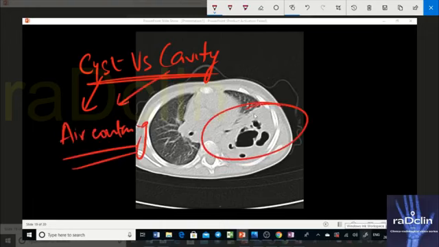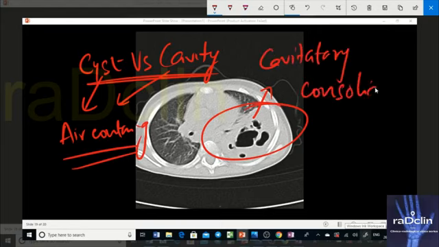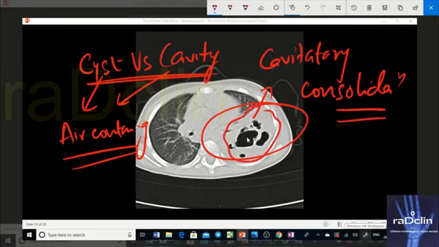Okay, so this is a cavity, and typically it is a cavitatory consolidation. Cavitatory consolidation that you are going to see. So it was basically a large consolidation, if you see, which shows cavitation changes. This means that the typical injury in the bronchiole is there, and that is causing the bronchiole to get ruptured and it causes release of the air. So it's a cavitatory consolidation.